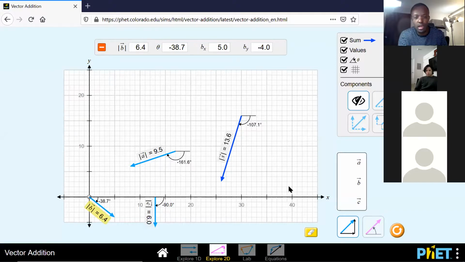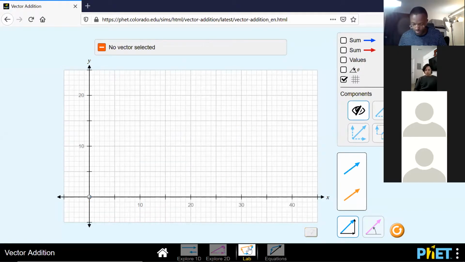We need to click on the icon lab at the bottom of the screen. Are there any questions before we leave this two-dimensional simulation? No questions? Okay, so now the third part. Click on lab, which I just did.